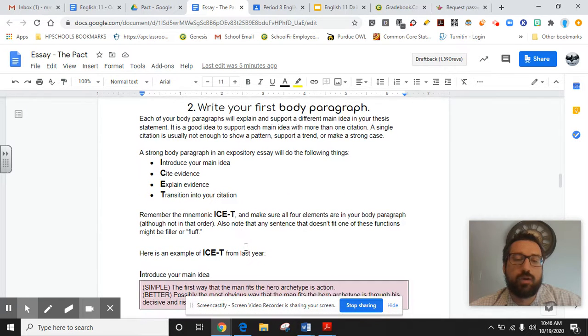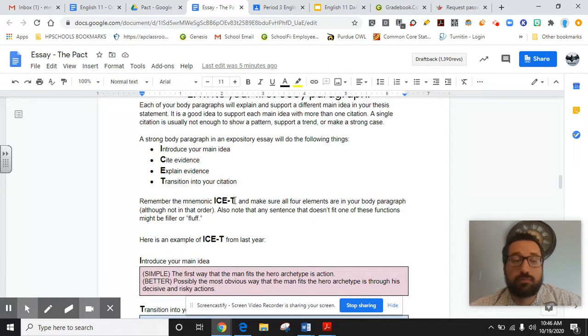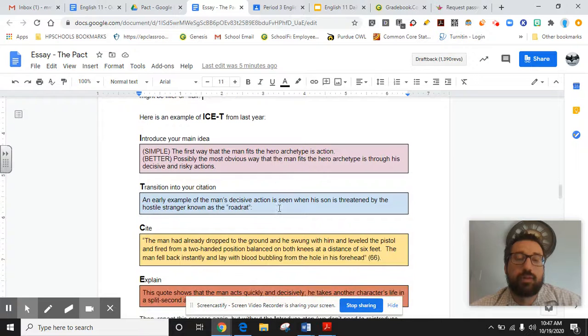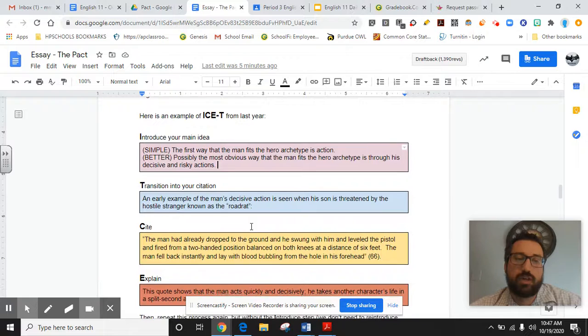Okay, so ICE-T is a catchy way of remembering all these different elements. They don't necessarily appear in this order, okay, but you do remember: introduce your main idea, cite your evidence, explain your evidence, and transition into your citation. And citation means your quote. All right, so here's an example. Okay, so you introduce your main idea. Here's two different ways you can do that. Okay, possibly the most obvious way that the man fits the hero archetype is through his decisive and risky actions.